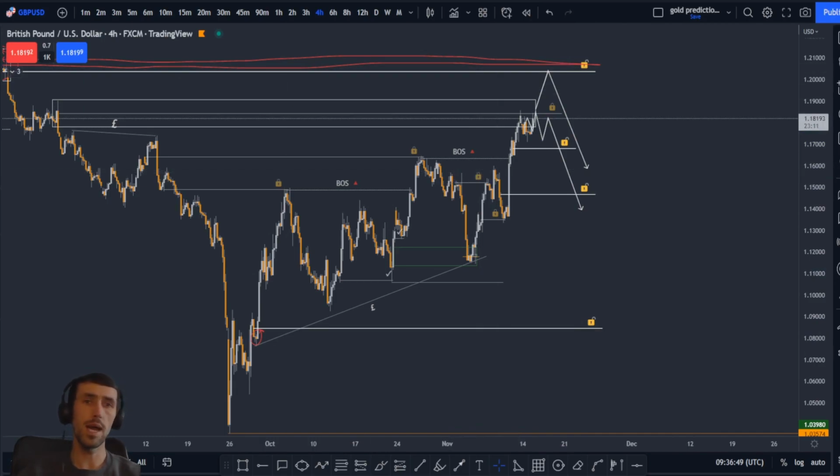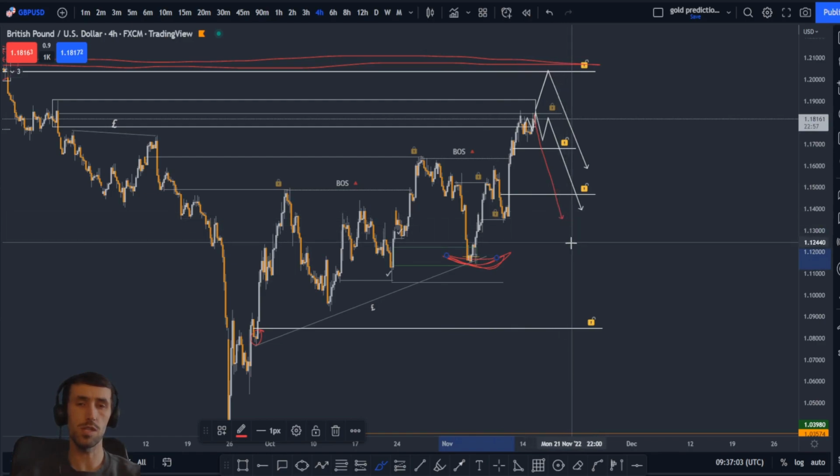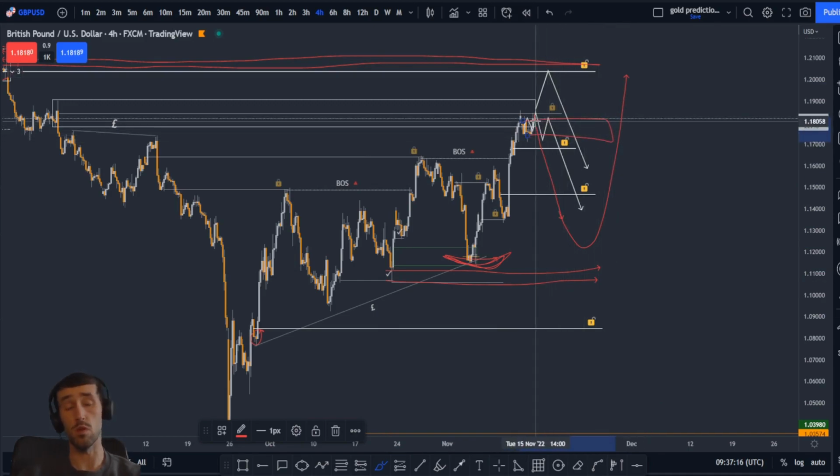Now, if we have a deep pullback before we hit this higher zone and we do not tap into the lower structure points, okay? So if we have a pullback from here and we do not tap into the lower structure point, so we don't break any of these lows, I would expect to look for buys up into this area, or at least to the top of the zone here that would be created if we have a reversal at this point.